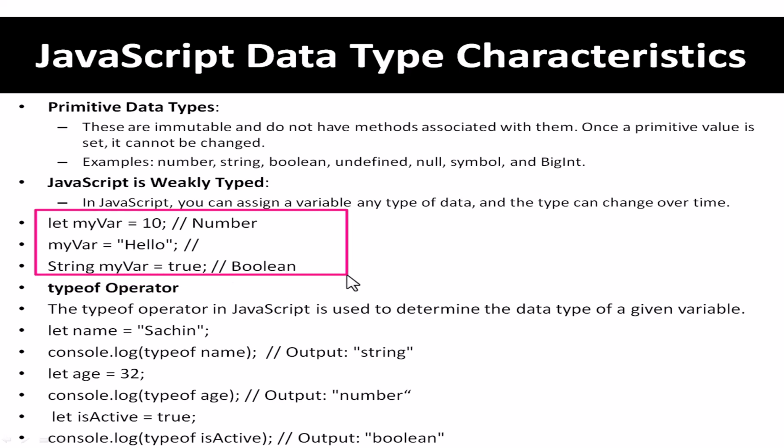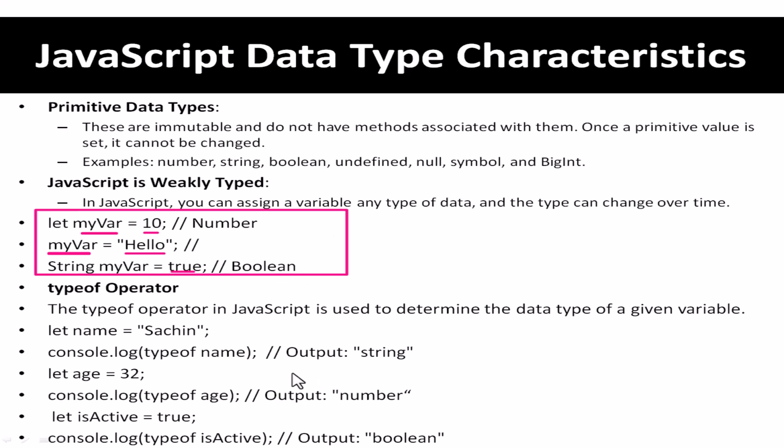Here we define my variable equal to 10, and it is identified as a number. My variable equal to hello is identified as a string. Now, checking whether my variable is a string or not, it is true, which is identified as a boolean.